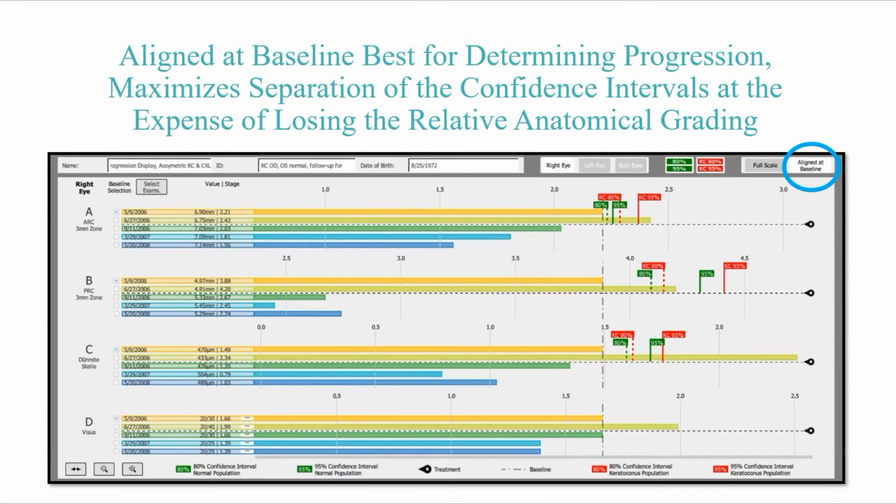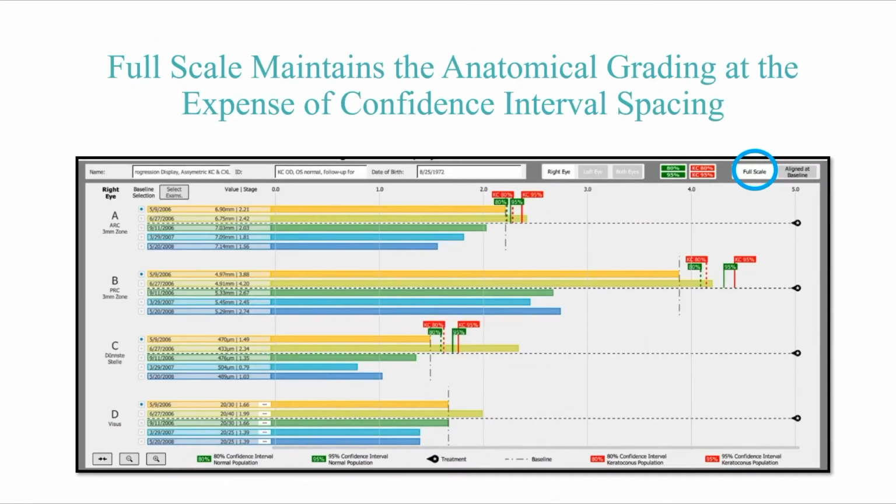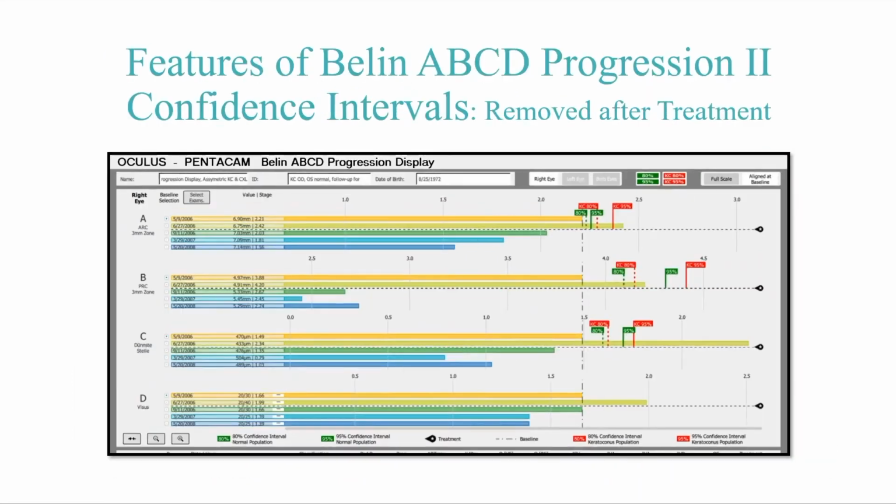The other option is called full scale. Full scale, if you notice, the scales are identical throughout. But the problem with full scale, while it maintains the anatomical relationship, notice how close some of these confidence intervals get. So because this is a progression display, it will default to aligned at baseline to give us the easiest way to visualize when progression actually occurs.